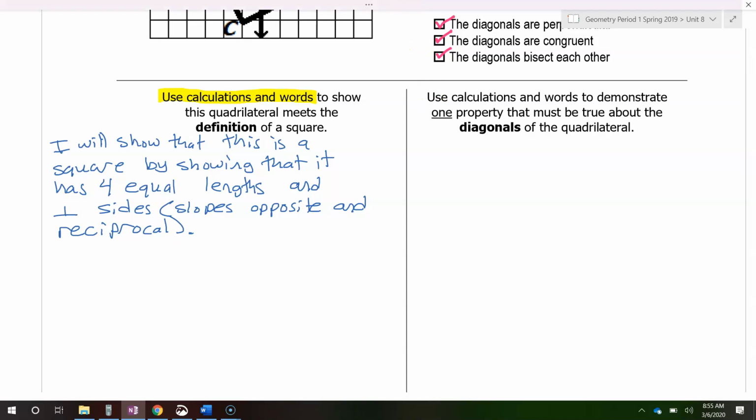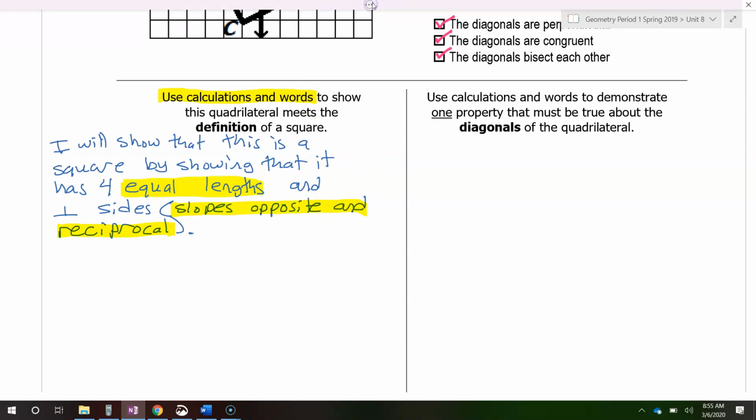The key words I'm looking for, if this were the test and I was grading it, are equal lengths, because that's how we're going to show that it's a rhombus, and slopes opposite and reciprocal, because that specifically is how we're going to show that we have all these perpendicular sides, which are going to be right angles. If either of those are missing, then that's points that I have to take off. Okay, so that's the introduction.